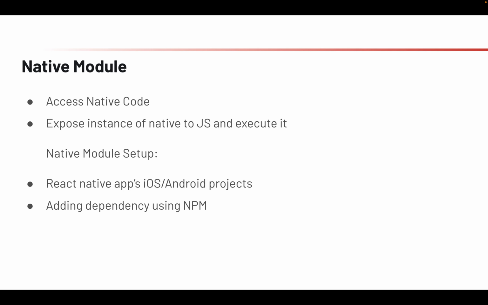If you want to set up the native module, we have to create the React Native application with the iOS and Android projects. For that we need to create a project by using React Native CLI, not Expo, because if you create the application using Expo, it will not create the folder structure for the iOS and Android projects. After that we have to add the dependencies by using npm, that is node package manager.